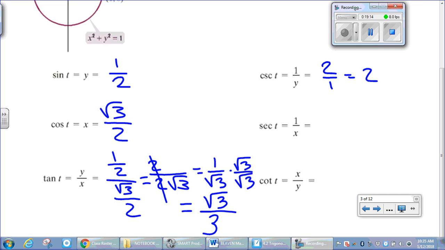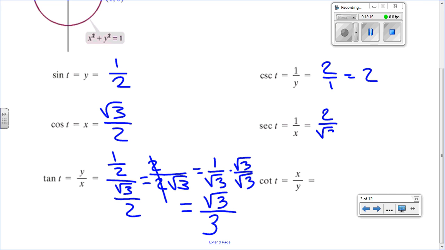Okay, the next one, flip them, so 2 square root of 3. So then we multiply by the square root of 3 top and bottom, remember, because we don't want to change it, we just multiply them by 1. And so that will be 2 times the square root of 3. And on the bottom, we need 3. There we go.